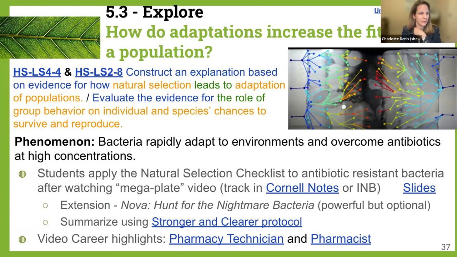Okay, go ahead. All right, 5.3. 5.3 is talking about how adaptations increase the fitness of a population. There are very few examples, like the rock pocket mice we just saw, of evolution occurring quickly. Obviously, evolution is usually a thing that takes a long time to occur.